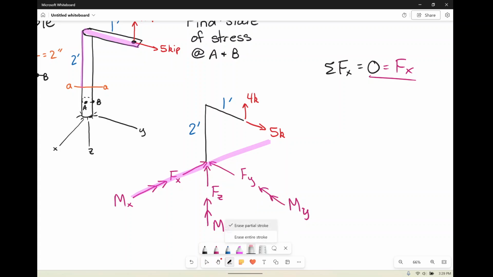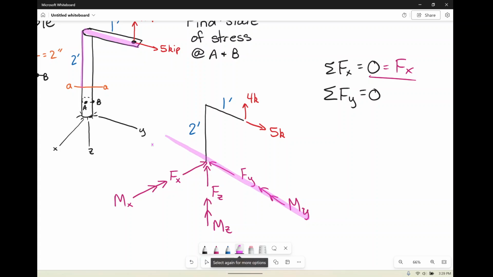So cool. Fx is 0. Next, we're going to go on to sum the forces in the y direction here. I'll just draw that out. Force in the y direction, so anything going this direction.